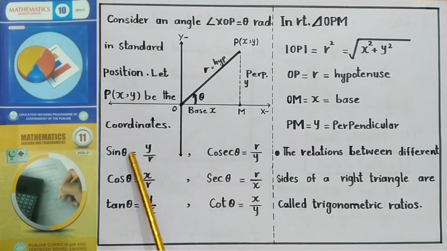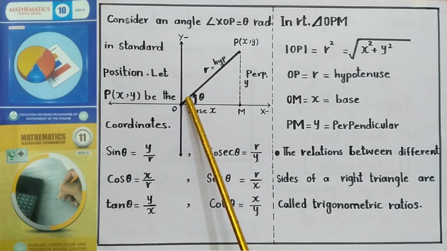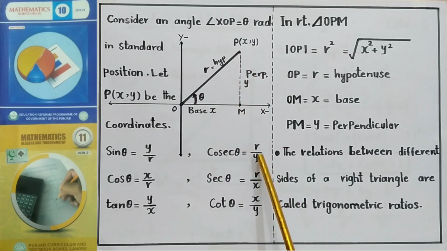The next, the reciprocal of sin theta, is cosecant theta and is written as cosec theta. Sin theta is perpendicular over hypotenuse and cosecant theta is hypotenuse over perpendicular. Hypotenuse in the diagram is r and perpendicular is y.